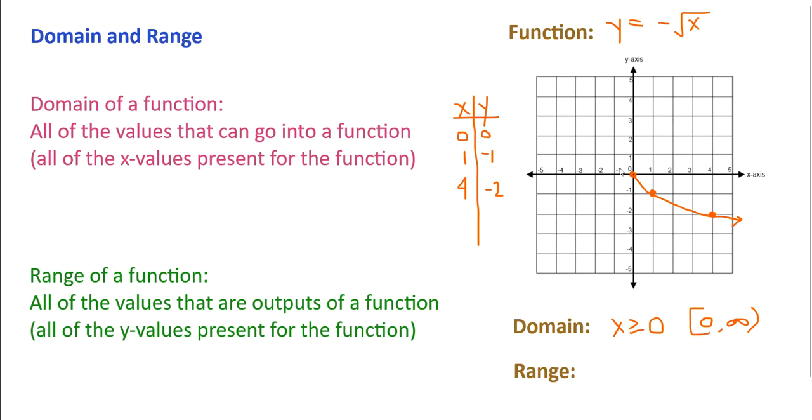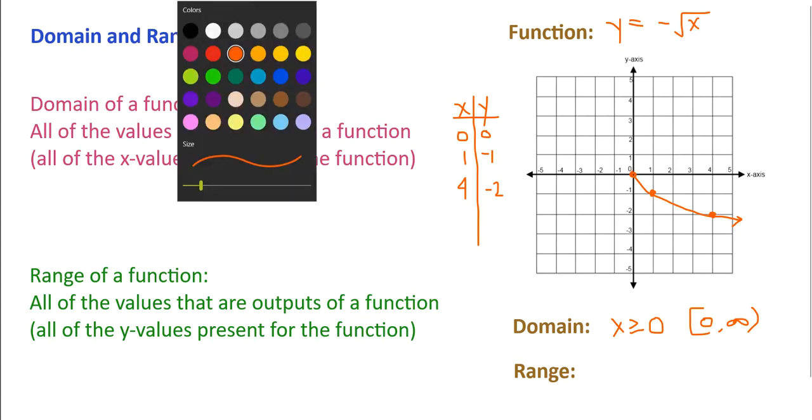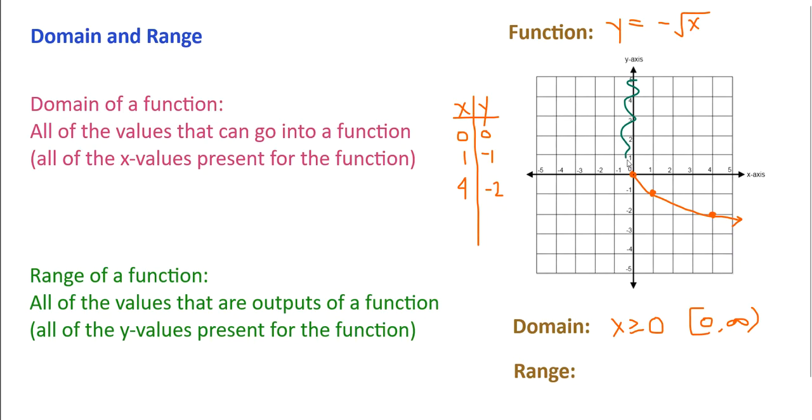Okay, range is pretty similar, but it's kind of on the opposite side because I don't have any positive numbers for my range. I do have numbers down here for the range though. So my y values are going to be anything less than or equal to 0. We of course want to include 0 again because we have a point at 0, 0. So in interval notation, that looks like this. You always start from the most negative and go up. So we go from negative infinity up to 0, and we do include the number 0 with a bracket.